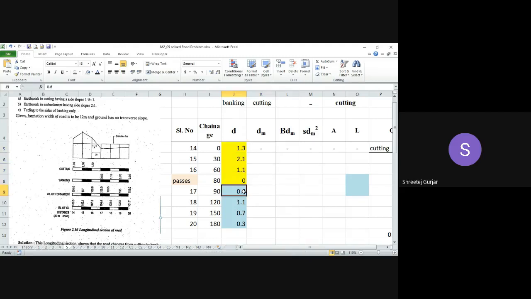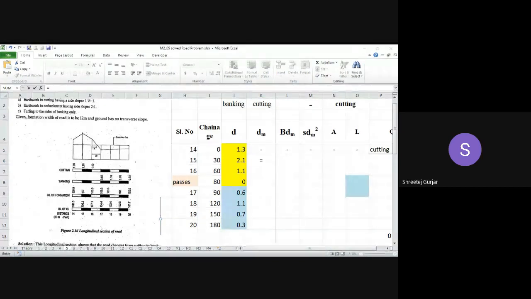I have given different colors: yellow for cutting, which is minus, and blue for banking, which is plus. So how do you find out dm? Can anyone recall how to find dm? dm is equal to what?